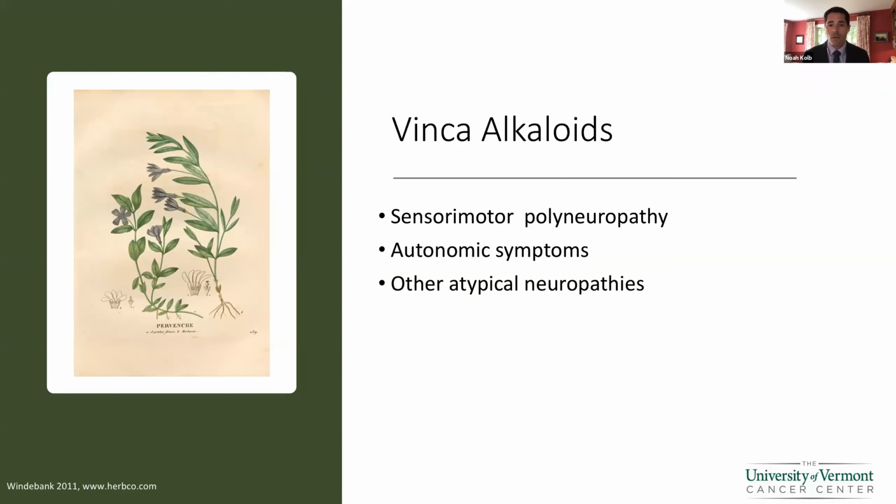The vinca alkaloids are another commonly used class of drugs. So these include vincristine, vinblastine, and there are a number of others as well. So these work also by inhibiting the assembly of microtubules and promoting the disassembly. So they interfere with the same mechanisms that we were talking about before. And there are a number of things about the neuropathy with the vinca alkaloids that make them atypical.